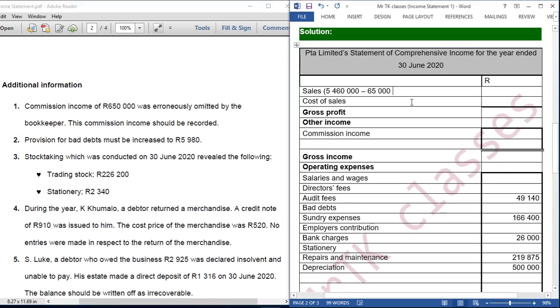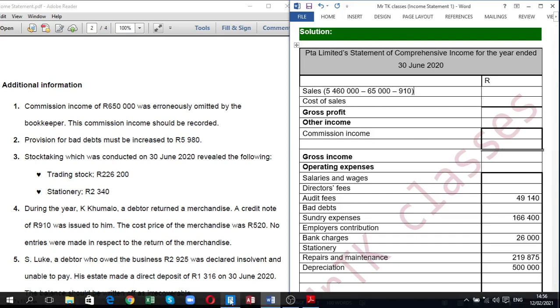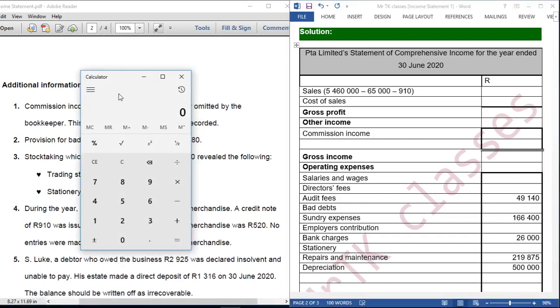So our customer returned a merchandise. This merchandise is no longer part of sales because it has been returned to us. So let us come here and say 5,460,000 subtract 65,000 subtract 910. We are going to get 5,394,090.